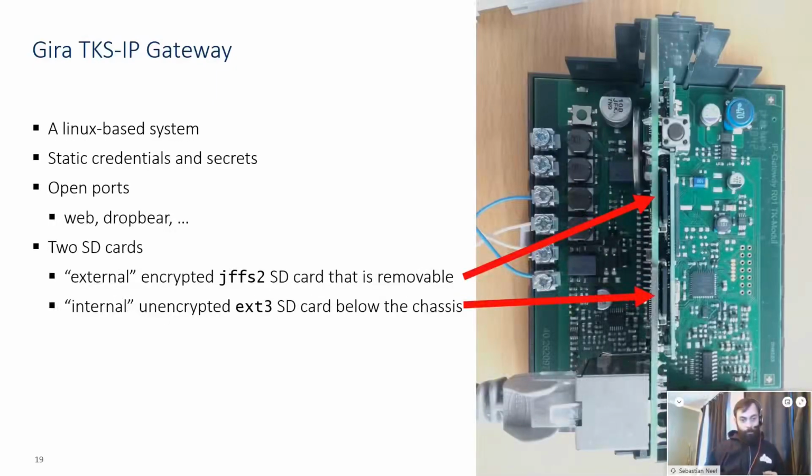However, after buying the device and opening it, we discovered two SD cards in it. The upper SD card is the so-called external SD card, which is encrypted. You can remove that one even if the plastic shell is on, so that's why it's called external. But the more interesting SD card is the internal one, below the external, because that one is not encrypted and it has a simple extended file system, but you cannot really access it unless you open the device. So let's have a look at what we found.